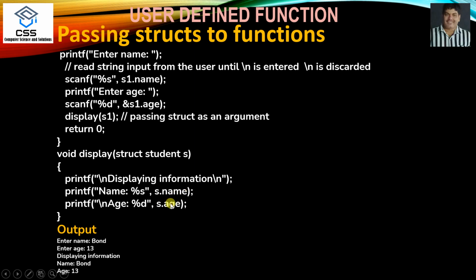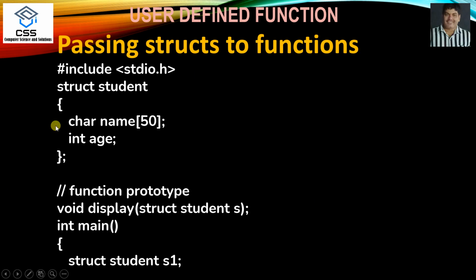as s.name, s.age. Why is the structure declared before the main function? Because it is a global one. And what is the requirement of a global one? A global one can be accessed within any function block, or inside any function block.